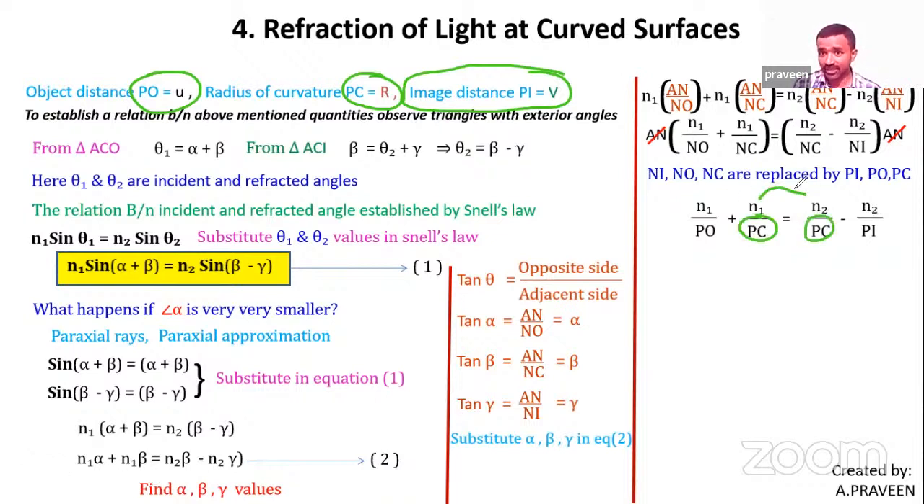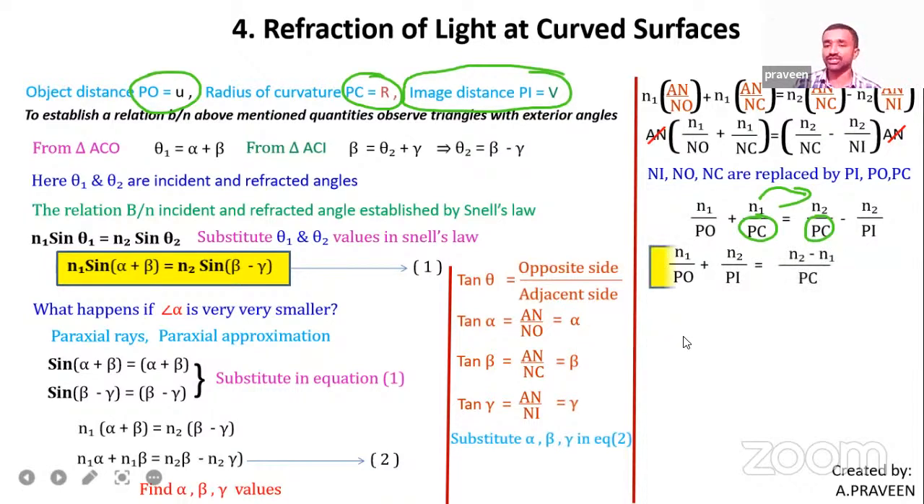Those terms on the same side, then the remaining terms on the other side. So here this n2 by PI I take to the left side. So n1 by PO plus n2 by PI is equal to n2 by PC minus n1 by PC. So PC is commonly available, so I write the common denominator on the right side. So I will get n2 minus n1 by PC.